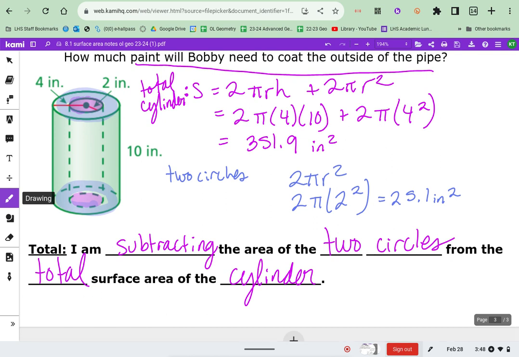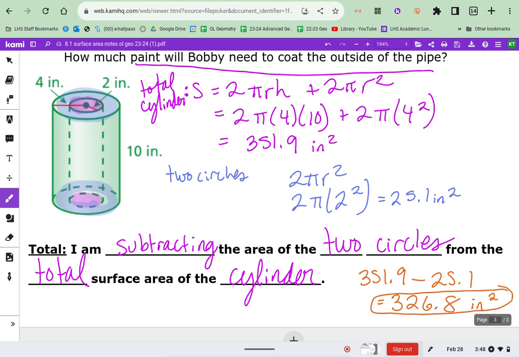So then we'll just subtract. So I'm going to do 351.9 minus 25.1. So total I get 326.8 inches squared. For the area of the circle, could you just do it for one and then times that by 2? Totally. Okay. Yep. Any other questions? Nope.